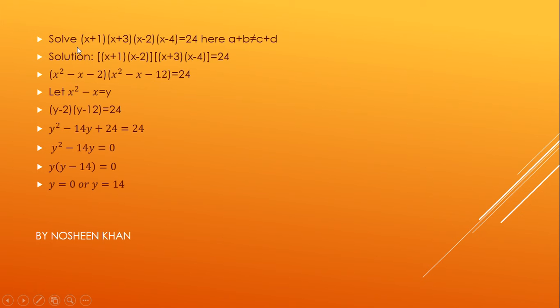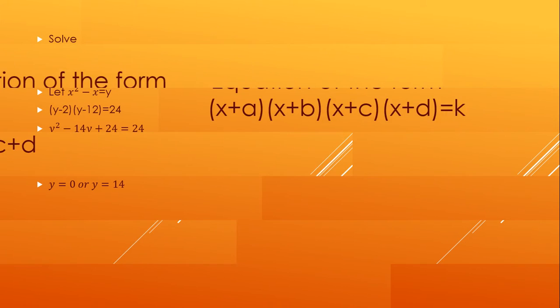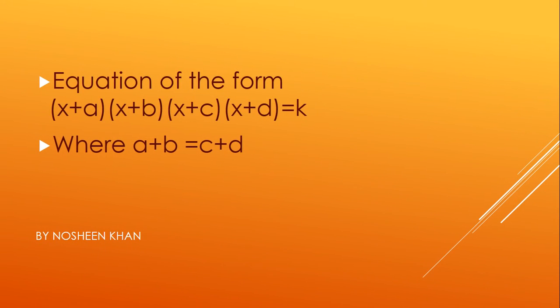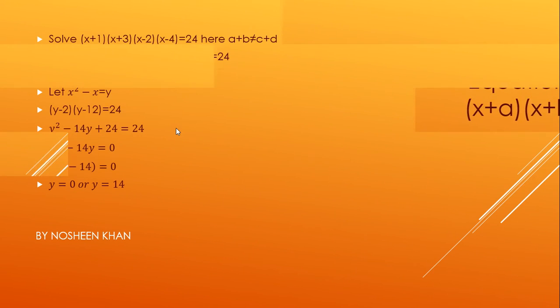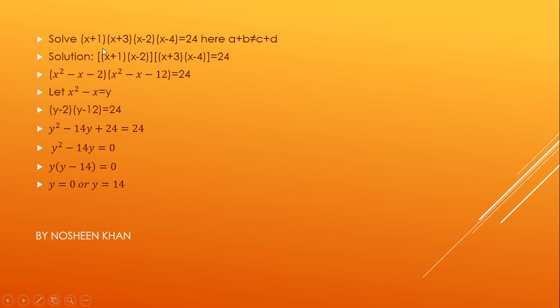Now here I have the question: (x + 1)(x + 3)(x - 2)(x - 4) = 24. If we compare this equation to the previous general form, (x + a)(x + b)(x + c)(x + d) = k, then we can see that a is 1, b is 3, c is -2 and d is -4. And the condition is a + b should be equal to c + d.